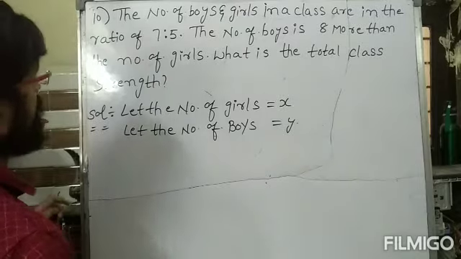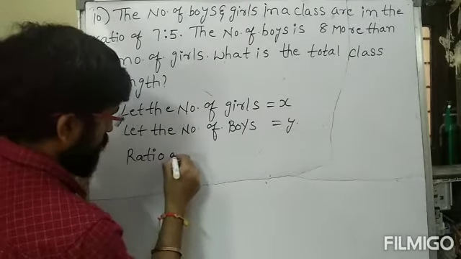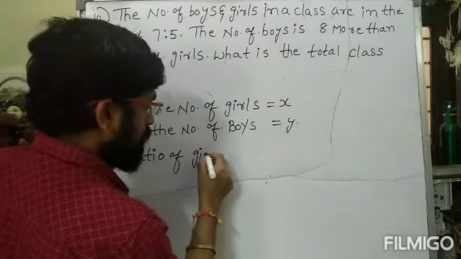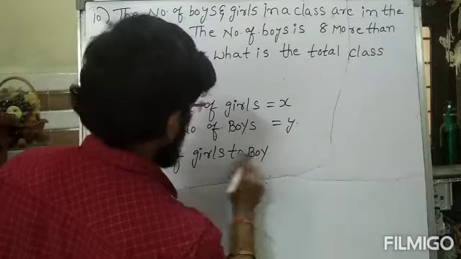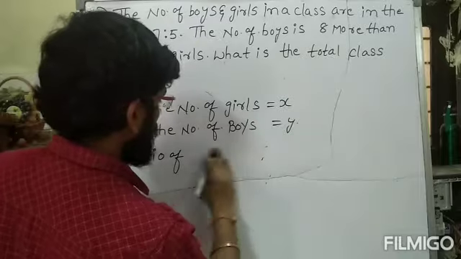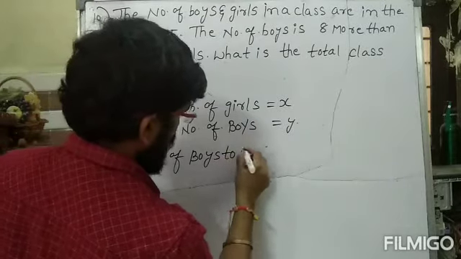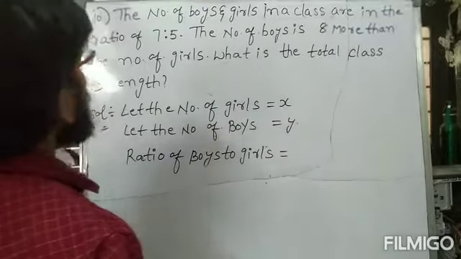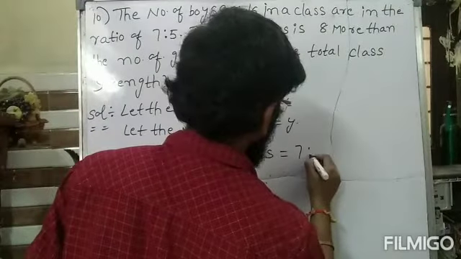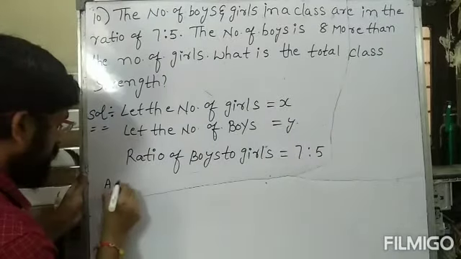Okay. Next, the ratio of boys to girls. Sorry, ratio of boys to girls. The ratio of boys to girls is how much? Boys to girls is 7:5.